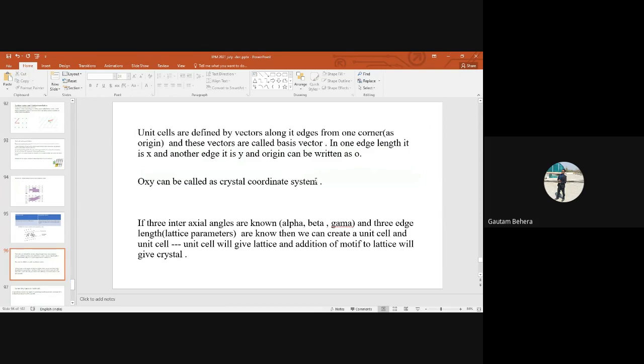Now unit cells are defined by vectors along its edges from one corner as origin, and these vectors are called basis vectors. So what is a basis vector? Basically, a basis vector is the vector connecting the origin to another point on the edges of a cube. If it is a cube, then the edges of the cube are nothing but the basis vectors. One edge length is x, another edge length is y, and the origin can be written as O. So OXY can be called the crystal coordinate system.